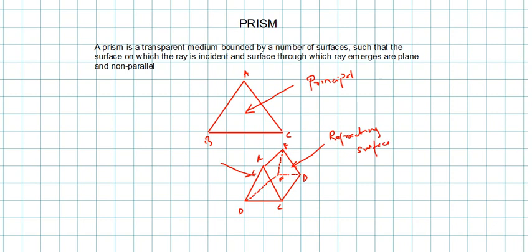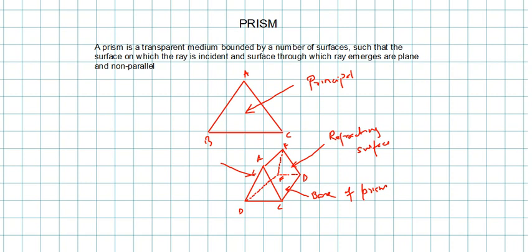Now what the definition says is, a transparent medium bounded by a number of surfaces. So you can see we have 1, 2, 3, 4, 5 surfaces. This is called the base of the prism. That is B, C, E, F is called the base of the prism. So that is also one surface, right?